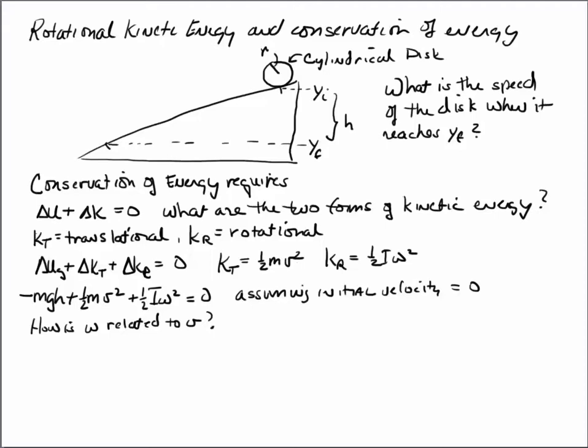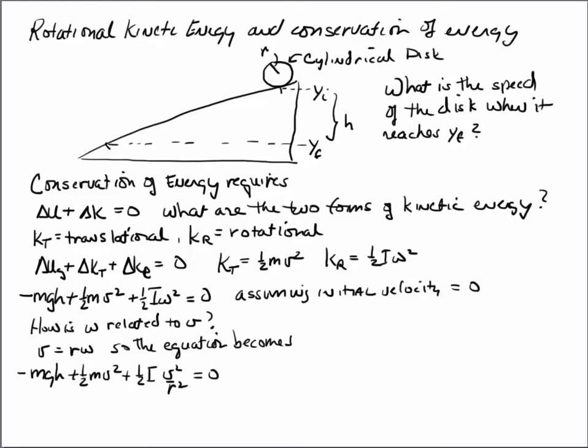How is the angular velocity related to the velocity of the center of mass? That's the velocity of the center of mass is equal to the radius of the cylindrical disc times the angular velocity at which the disc rotates. So the equation becomes, take a minute and work it out, minus mgh plus 1/2 mv squared plus 1/2 I v squared over r squared.